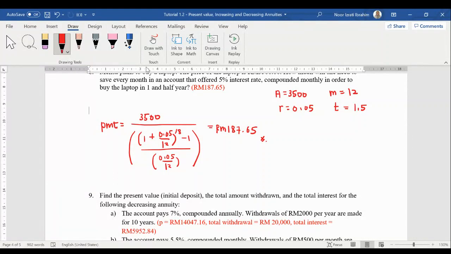Okay, that's how you adjust the formula to find the PMT, which is to find the amount of deposit needed to get a certain balance.